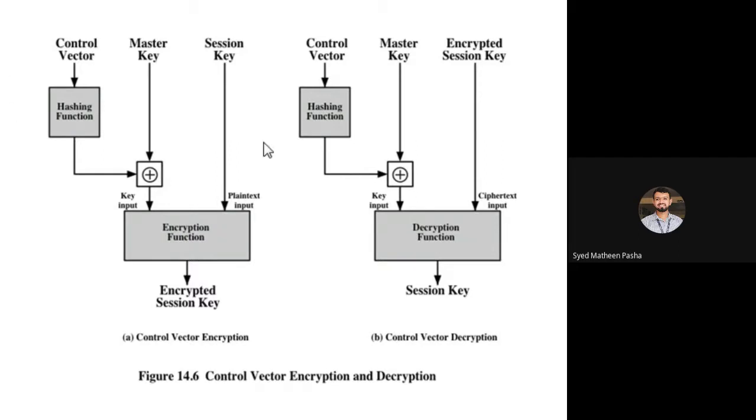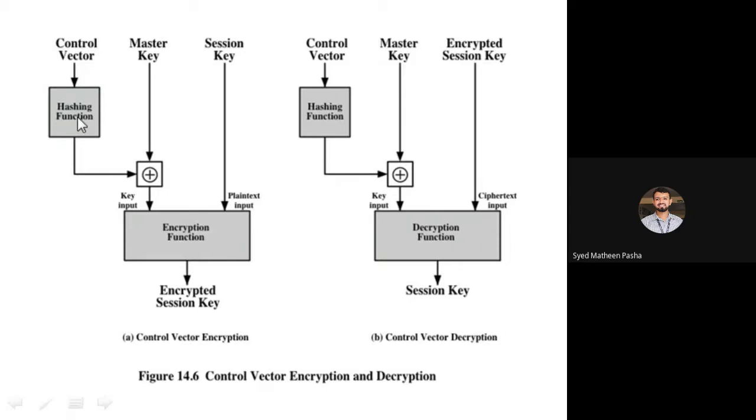If you know the encryption part, one and the same applies here as the decryption part. For this encryption function, there are a number of inputs provided here. One is your control vector, master key, and session key. These are the three different inputs you are passing to your encryption function. But these inputs are not directly passed to your encryption function. You can see I am filtering these inputs with the help of a hashing function.